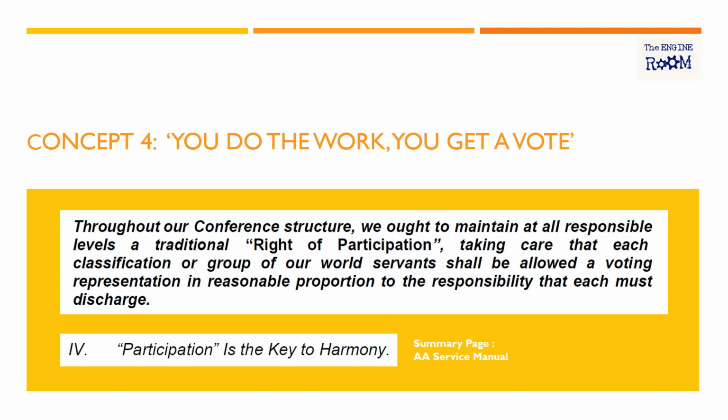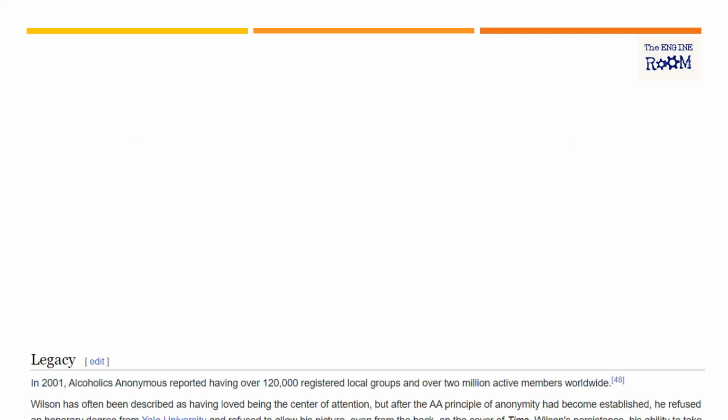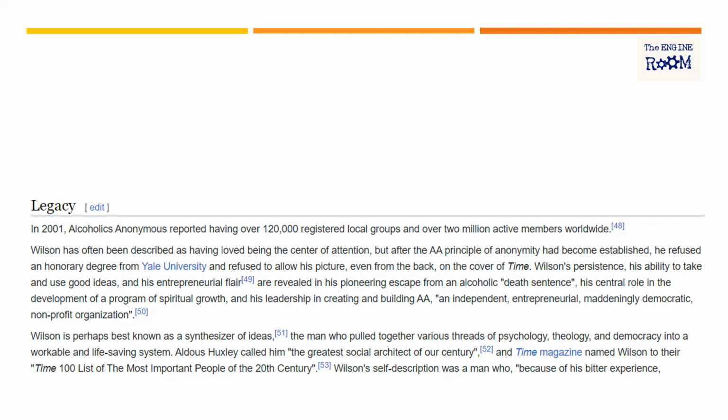I'm calling this presentation, you do the work, you get a vote. And this is the simplest way I can think of describing this important democratic right. You do the work, you get a vote. Let's start this exploration of democracy as the fundamental building block for AA's conference structure, before we go into the specific democratic rights.